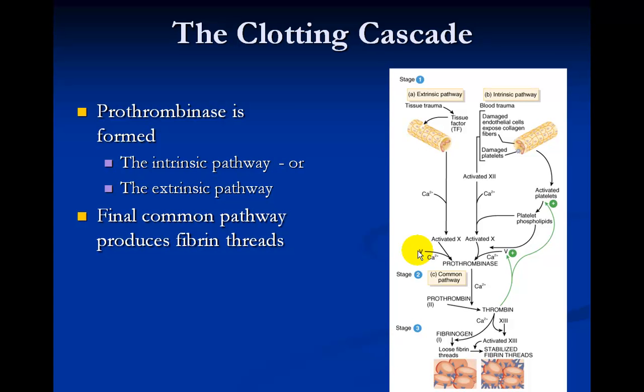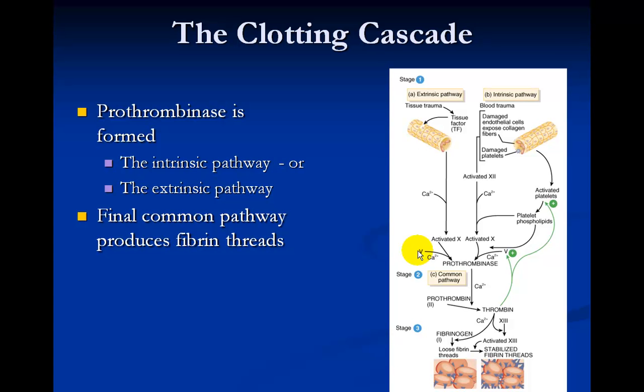If you look at the intrinsic pathway, blood trauma causes damage to the endothelial cells and exposed collagen fibers, and damages some of the platelets. Well, these platelets wind up being activated in the presence of calcium and the damaged tissue material, and also clotting factor 12, in the presence of calcium, is activated.